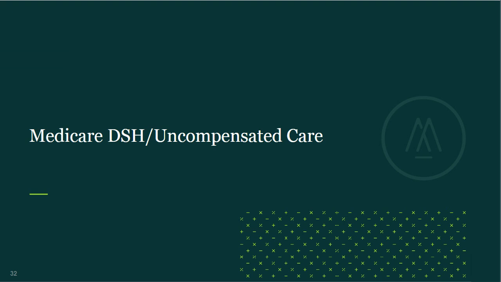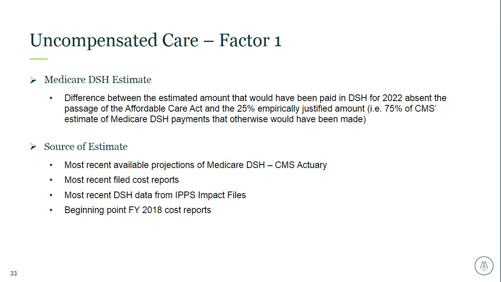So just to set the stage for everyone listening, the size of the UC payment fund is first determined by two factors. Factor one is the difference between an estimate of what would have been paid to qualifying hospitals under the historical DSH formula, and then the 25% empirically justified amount. The source of this estimate is the most recent available projections of Medicare DSH from the CMS actuary, the most recent filed cost reports from qualified hospitals, and the most recent DSH data from the IPPS impact file.